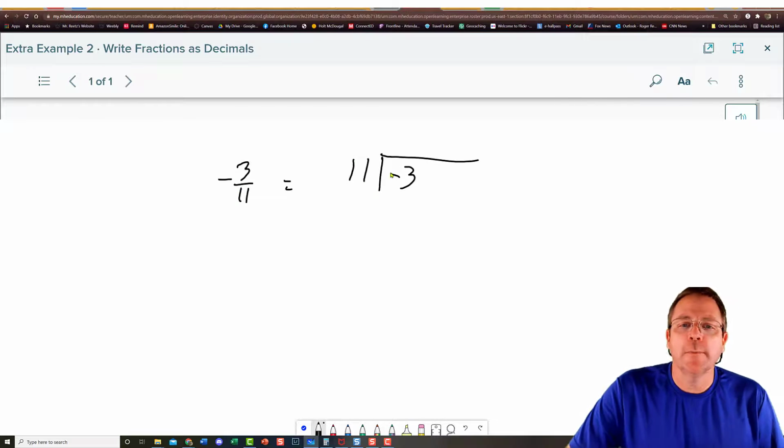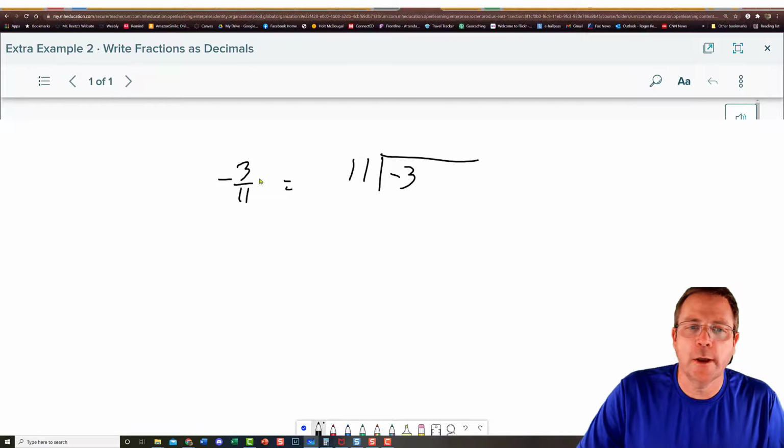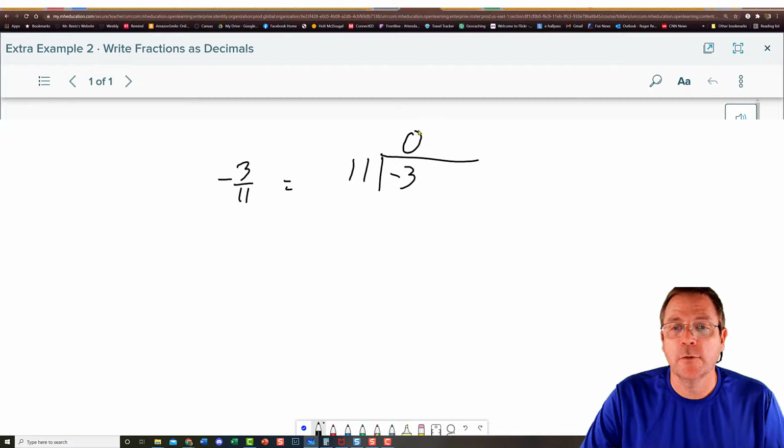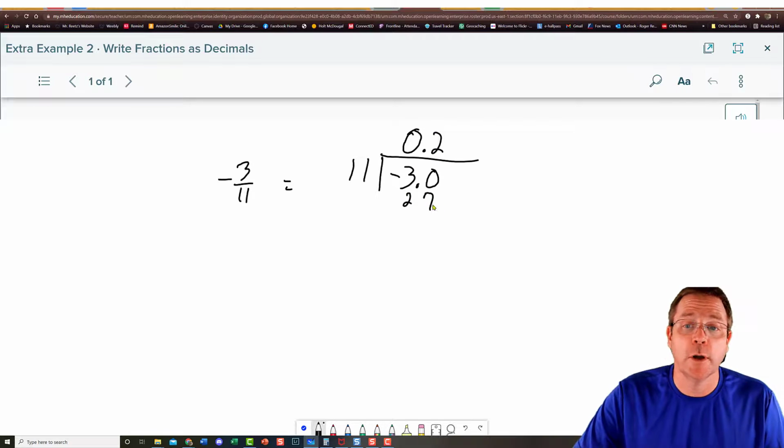Alright, when I worked it, I set the first number in the house, and I went ahead and put the negative sign with the first. In the end, it makes no difference where you put it. So the first number, negative 3, went in the house. The bottom number, that's outside the house. 11 goes into 3, 0 times, and don't even worry about the negative sign right now. Annex in your decimal and your 0. 11 goes into 30, 2 times, which is going to give me 22. Subtract that out. I'm going to get an 8 left over.